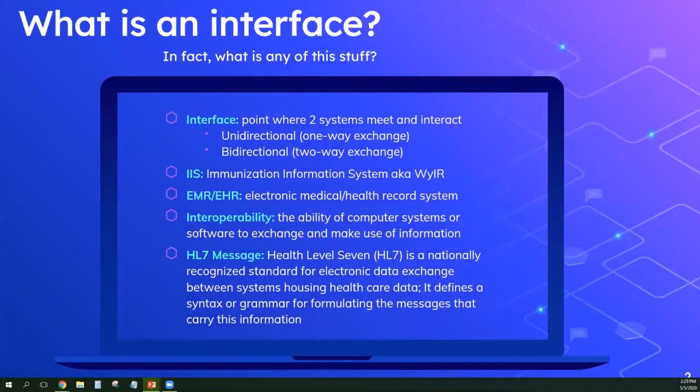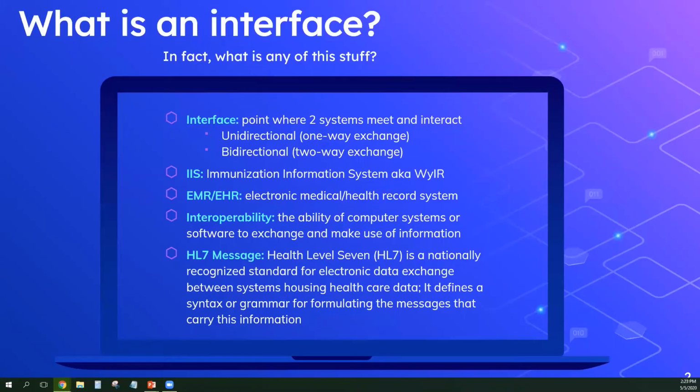So what is an interface? What is any of this stuff that I constantly talk about? As I'm sure you might have noticed, once we engage in conversation about these connections, it's really easy to get lost in a sea of terminology. There are a couple key terms to know, beginning with interface. What the heck does interface even mean?